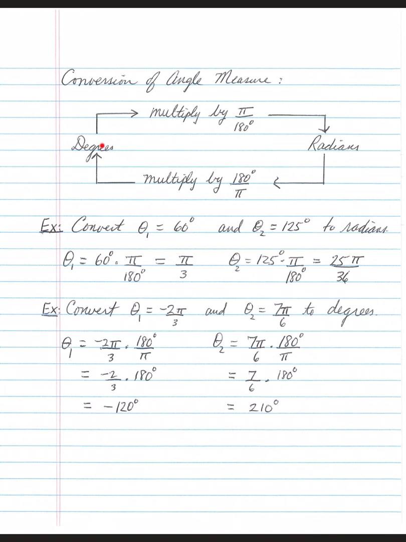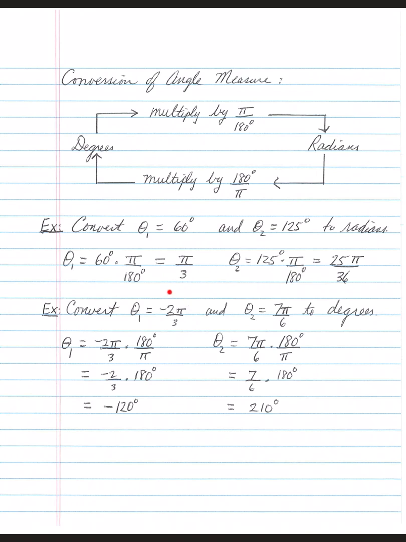60 degrees, if we go to radians, we multiply by pi over 180. 60 over 180 reduces to 1/3. So that is equivalent to 1/3 pi, or pi over 3. Our second angle, 125 degrees, multiplied by pi over 180. 125 over 180 reduces to 25 over 36 pi.